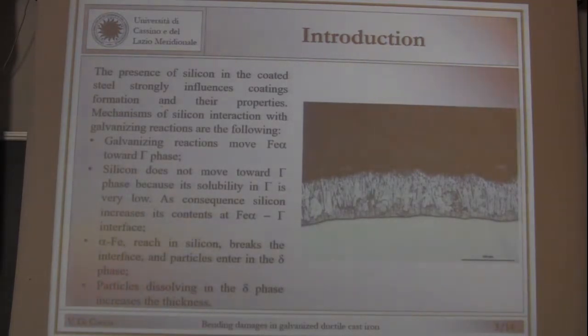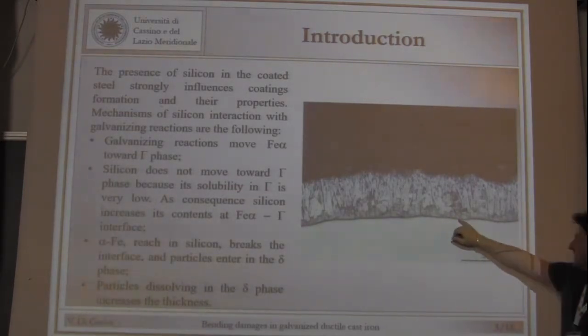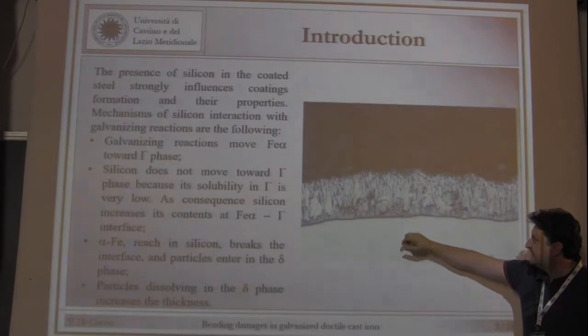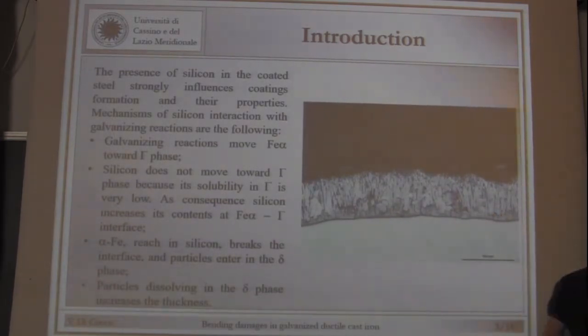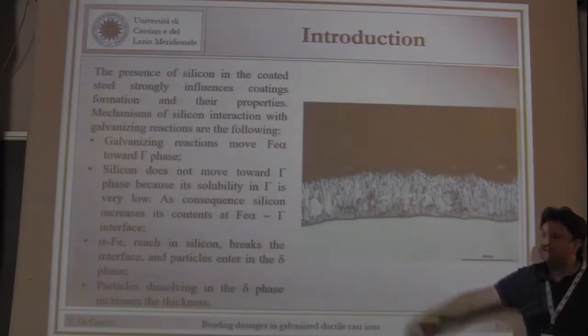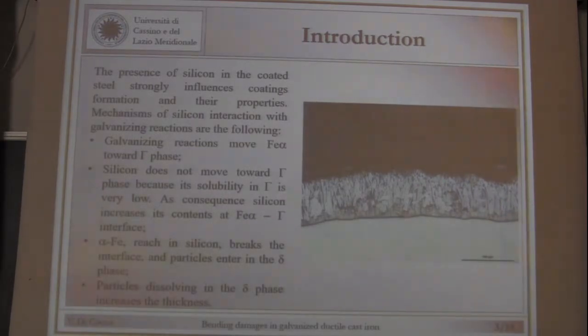These are the different phases which characterize the coating. This black layer is very thin. This is the gamma phase. This is the delta phase. The zeta phase is characterized by a columnar morphology. In the outer zone, we have the eta phase, which is characterized by the chemical composition of pure zinc.